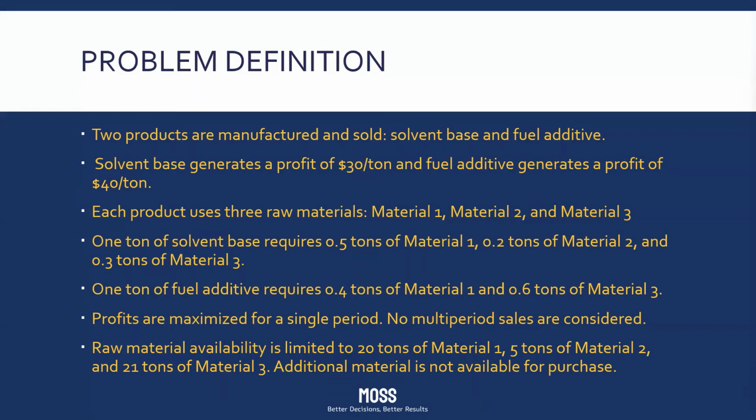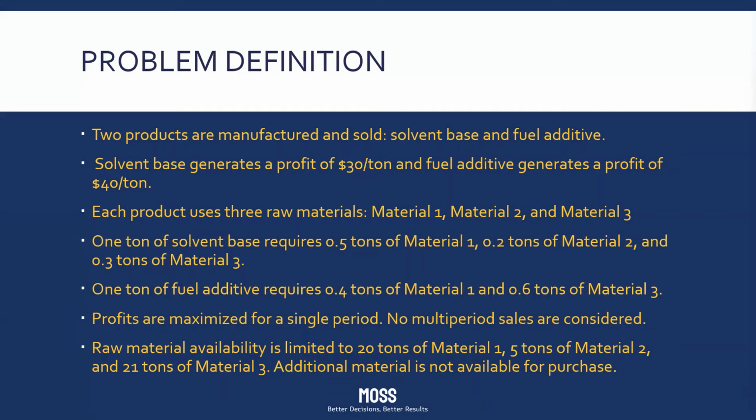We know solvent base generates a profit of $30 a ton and fuel additive generates a profit of $40 a ton. We know that each product can use up to 3 raw materials: 1, 2, and 3. We know that 1 ton of solvent base requires 1/2 a ton of material 1, 0.2 tons of material 2, and 0.3 tons of material 3. And we know that a ton of fuel additive requires only 0.4 tons of material 1 and 0.6 tons of material 3, and no material 2.